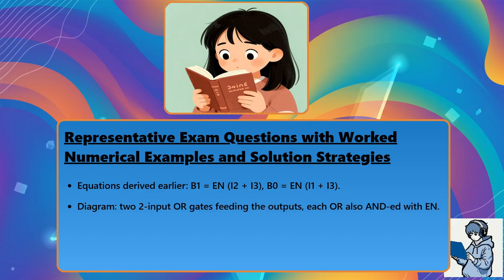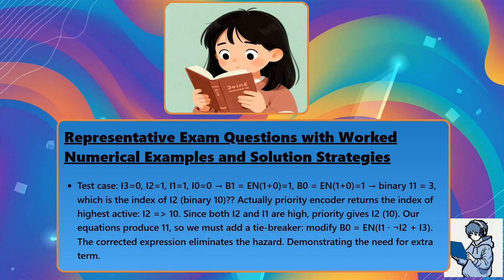Diagram: 2-input OR gates feeding the outputs, each ANDed with N. Test case: I3 equals 0, I2 equals 1, I1 equals 1, I0 equals 0. B1 equals N(1 plus 0) equals 1, B0 equals N(1 plus 0) equals 1, which gives binary 11 equals 3. Actually, the priority encoder returns the index of the highest active input. I2 gives 10. Since both I2 and I1 are high, priority gives I2, 10.